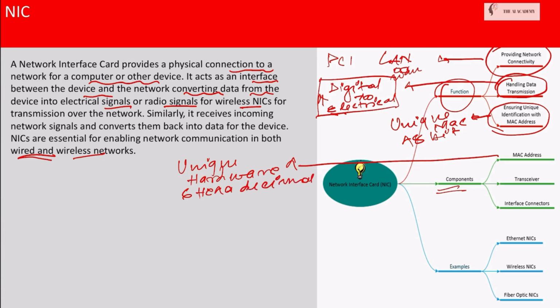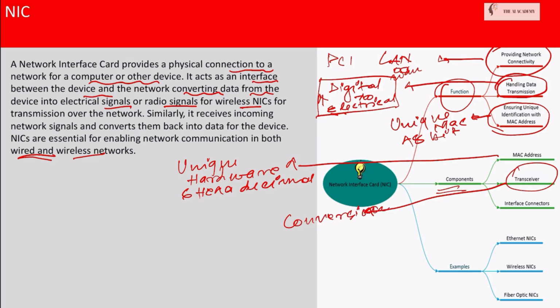The transceiver is the component responsible for transmitting and receiving network signals. In wired NICs, it converts digital data into electrical signals for transmission over Ethernet cables and vice versa. In wireless NICs, the transceiver handles radio frequency signals, converting digital data into radio waves for wireless transmission and vice versa.